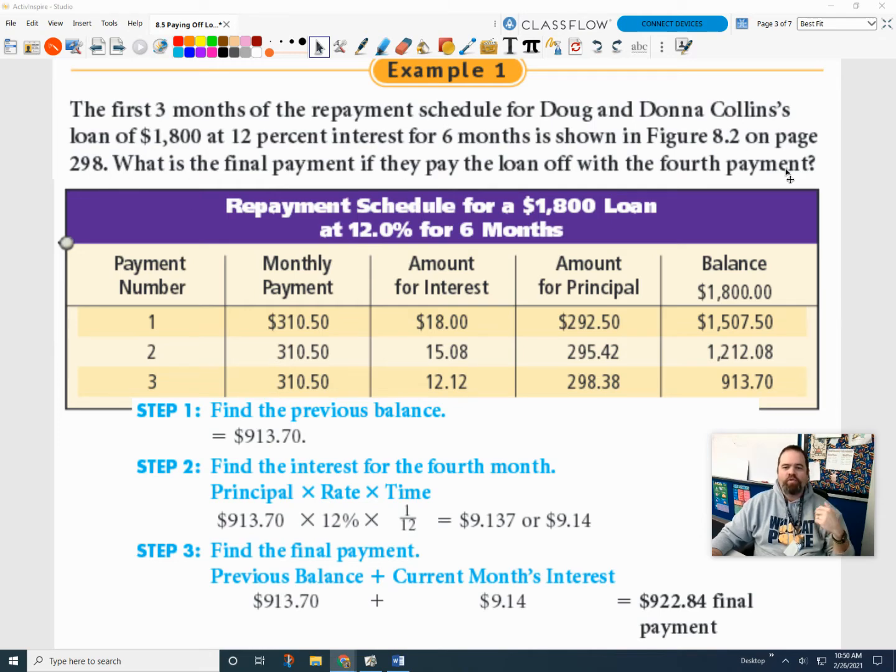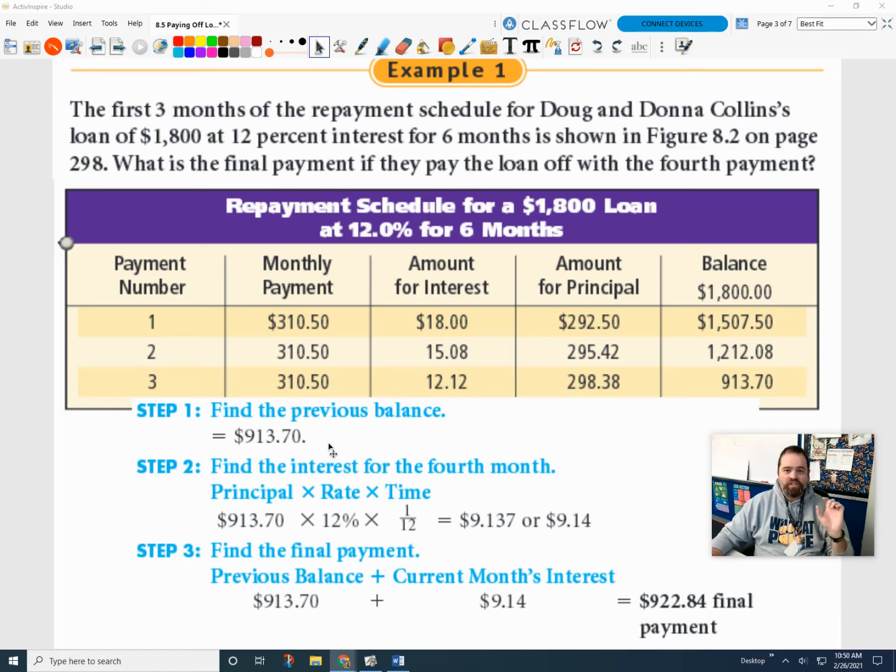What's the final payment if they repay the loan with the 4th payment? So these people have made 3 payments already, and then that 4th payment, they're going to pay off all the remaining principal and the interest that they still owe for that last month. So their previous balance is listed right here on their statement, $913.70.